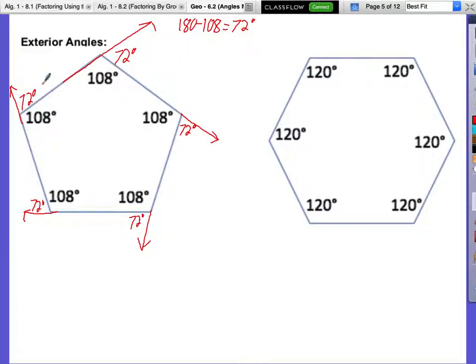I want you to draw this in real quick. If that angle on the far right were pointing upward and went along that line, would that also be 72 degrees? We'll talk about that in a second.